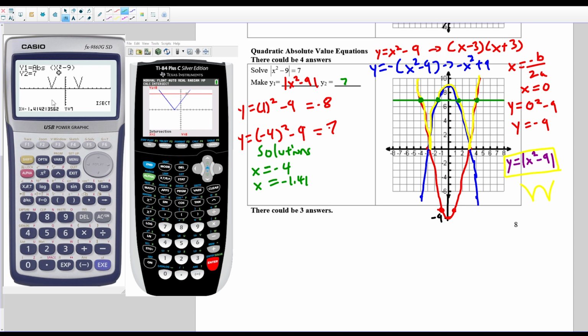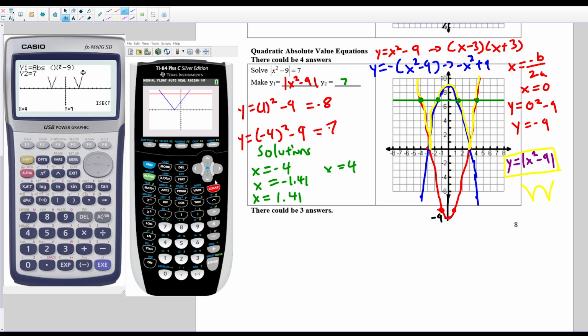We'll see that we have one more here on the right. So we get x is equal to +1.41. And last but not least, we get x is equal to 4. Once again, let's go ahead, double check, and we can see that we have a 4th intersection.